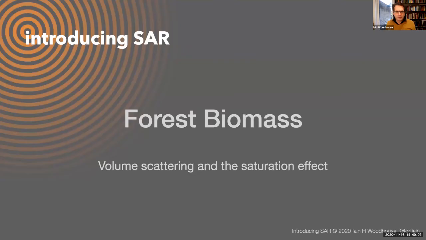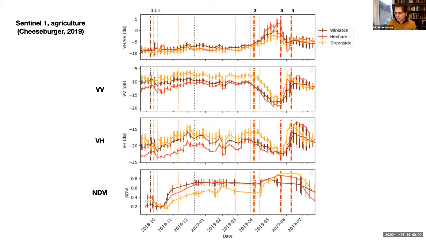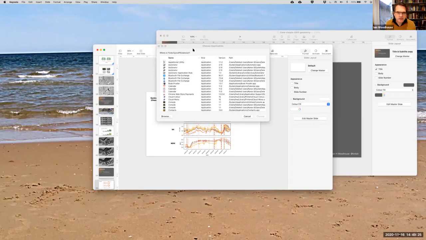So let's look a little bit more in terms of forest biomass, or biomass generally, I should say, because I realized that I didn't have anything showing what happens with agriculture. So I thought I should quickly put in a, in fact, let me just quickly change something there.